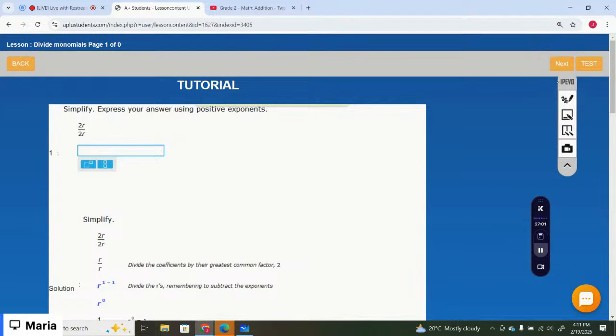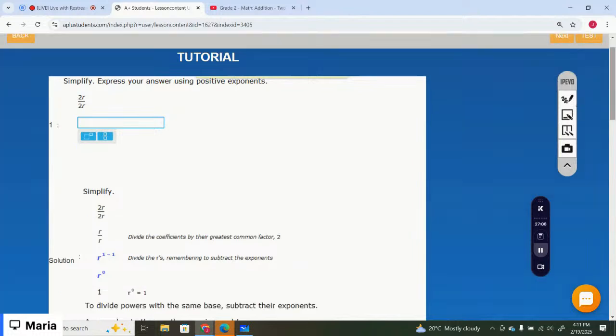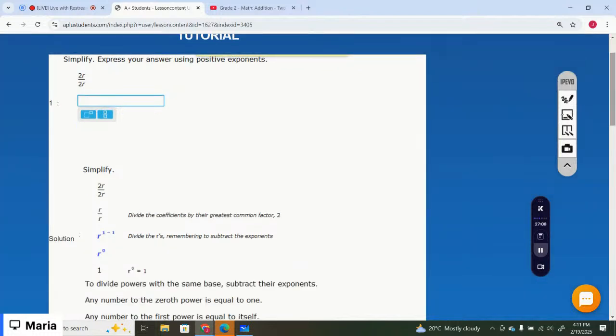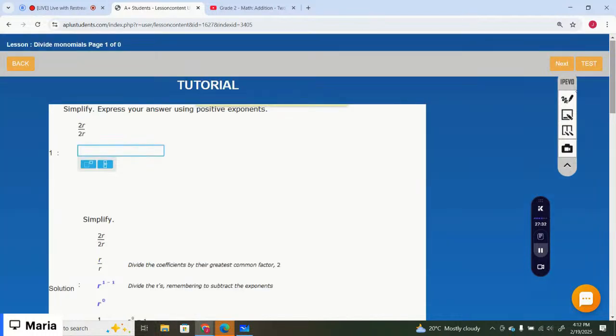Simplify 2r divided by 2r. 2 and 2 cancel out each other. You are left with r divided by r. That is r, 1 take away 1 is 0. That is r exponent 0. So whenever we have a number that has the exponent 0, it is 1. Let's just start with the test questions.